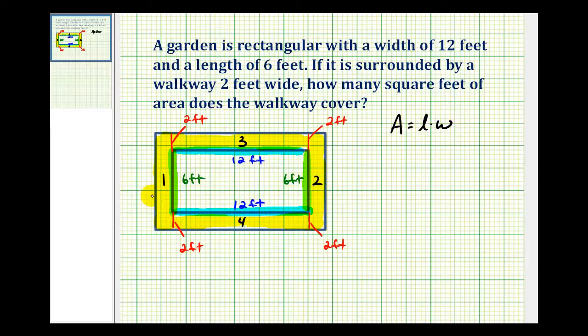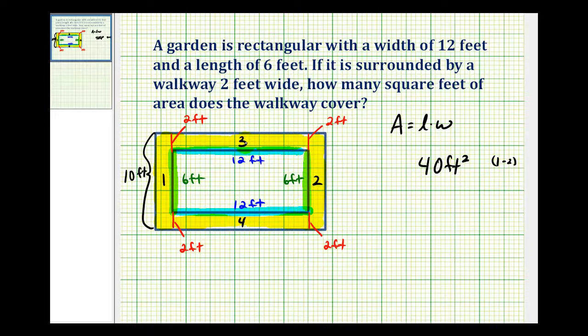So if we look at rectangle 1 and rectangle 2, notice they're going to have the same area. And looking at rectangle 1, to determine the entire length of this side here, it would be 6 feet plus 2 feet plus 2 feet. So this entire length would be 10 feet. So this rectangle has the dimensions of 10 feet by 2 feet, which would be an area of 20 feet squared. But rectangle 2 has the same area, so the area from rectangle 1 and 2 would be 40 feet squared. Again, this is from rectangle 1 and 2.